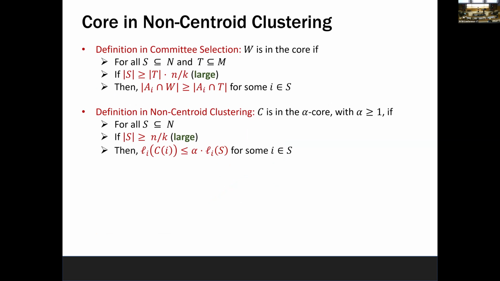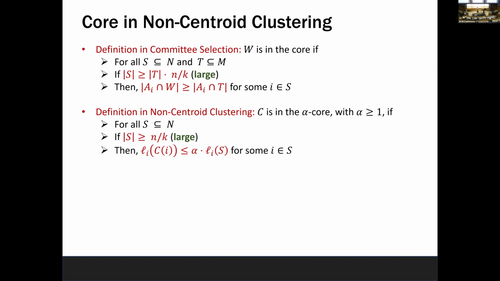So what is the core? I think we saw this before, but to remind you, when we are in a committee selection problem, in the approval case, and we want to select a committee of size k, we say that the committee of size k is in the core if there is no subset of individuals and no subset of candidates such that this subset of individuals can support choosing that subset of candidates, which means that the size of this subset is large enough, and this committee is not a Pareto improvement for everybody in this subset of individuals.